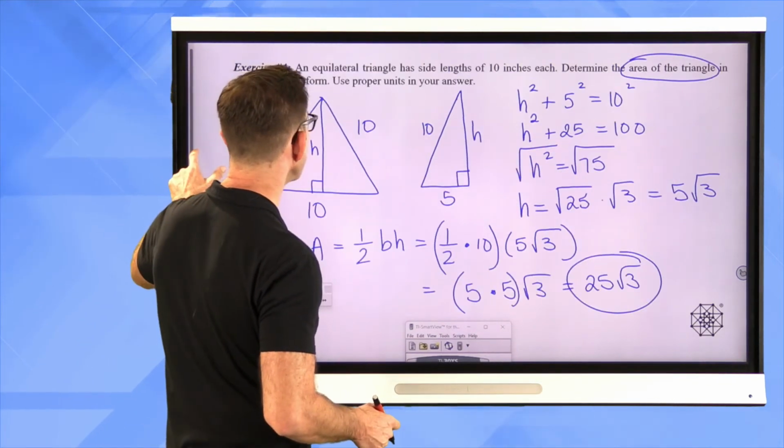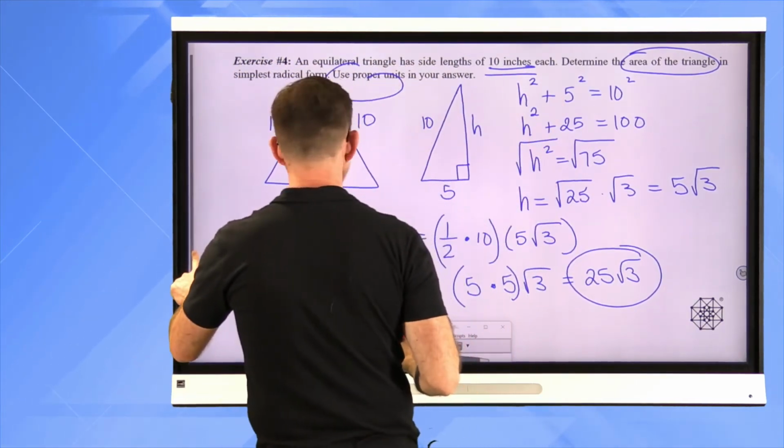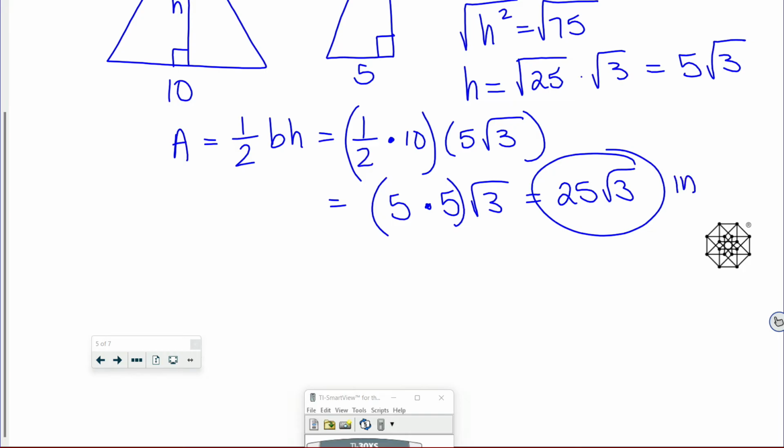I do think I need proper units, right? Use proper units in your answer. Since the side lengths are in inches, the area must be in square inches. So let me circle that.